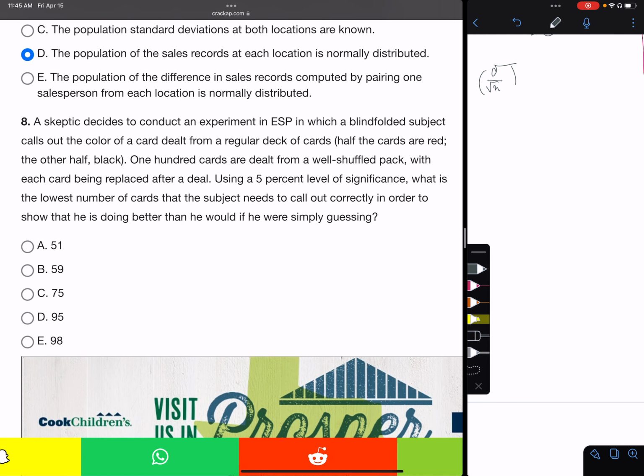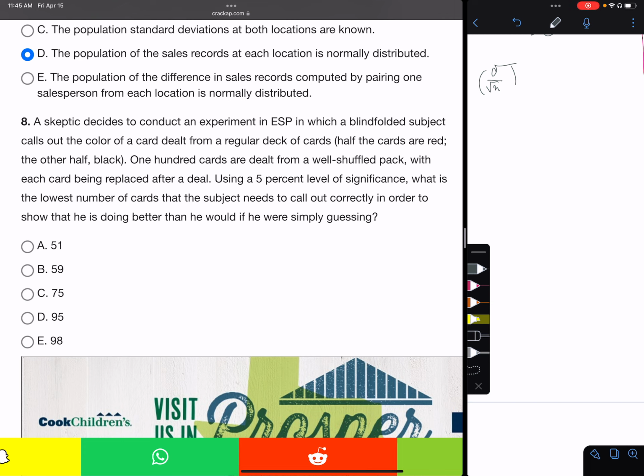A skeptic decides to conduct an experiment in ESP, with a blindfolded subject. 100 cards are dealt from a well-shuffled pack, with each card being replaced after a deal. Using a 5% significance level, that's the alpha value, essentially. What is the lowest number of cards the subject needs to call out correctly in order to show that he is doing better than if he was simply guessing?